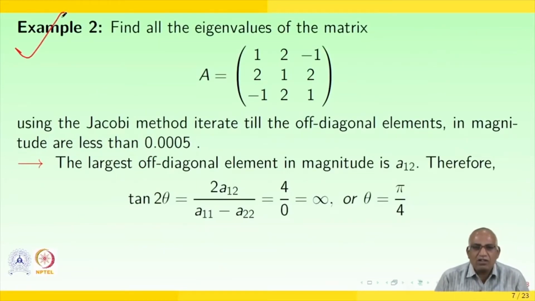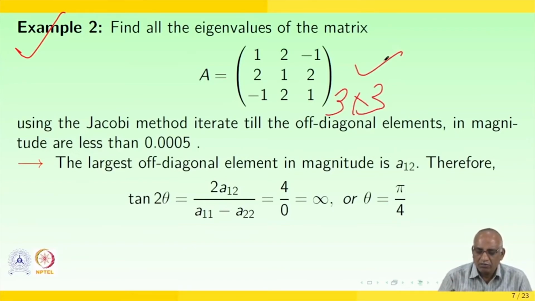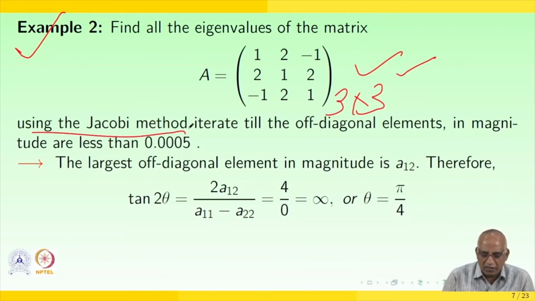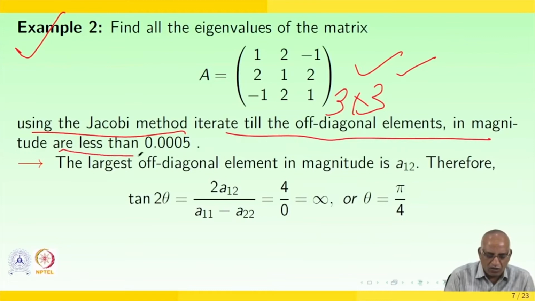If you look at the second example, find all the eigenvalues of the 3 by 3 matrix 1, 2, minus 1; 2, 1, 2; minus 1, 2, 1, using the Jacobi method, till the off diagonal elements in magnitude are less than 0.0005.